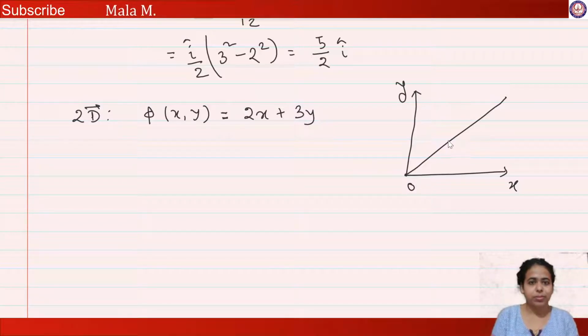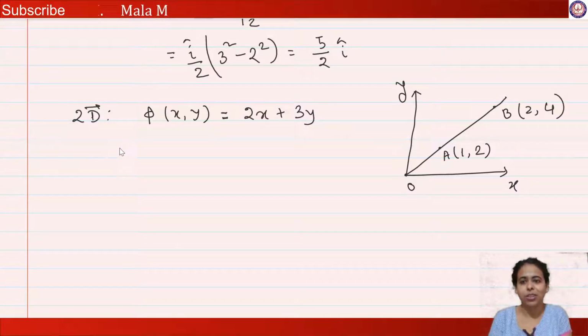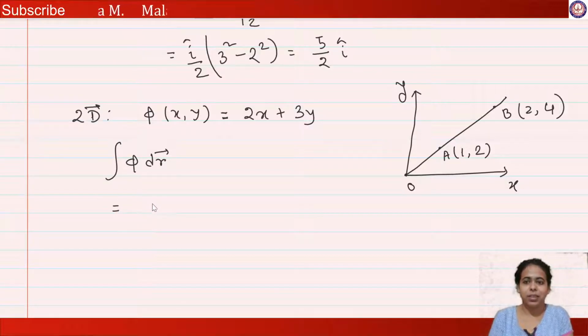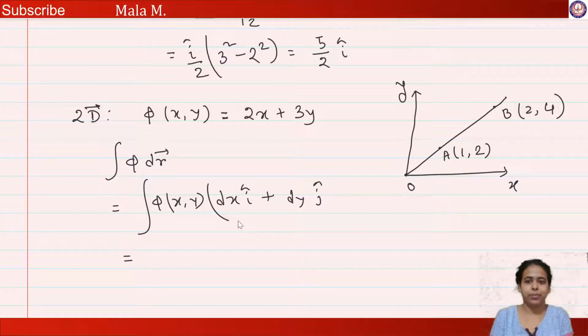Now, if it is asked what will be the line integration from point (1, 2) to point (2, 4), how do we find the solution? The integration of phi(x, y) will be nothing but phi times dx i cap plus dy j cap.